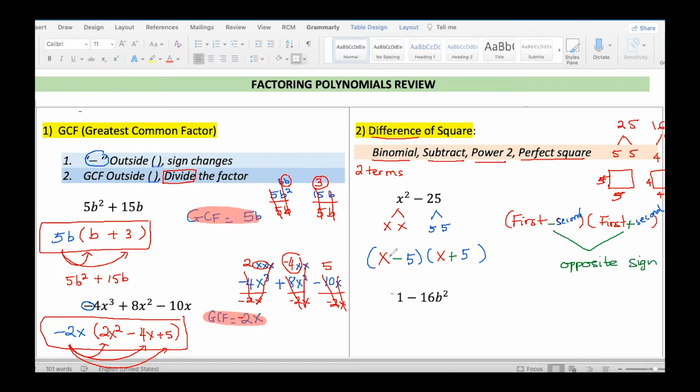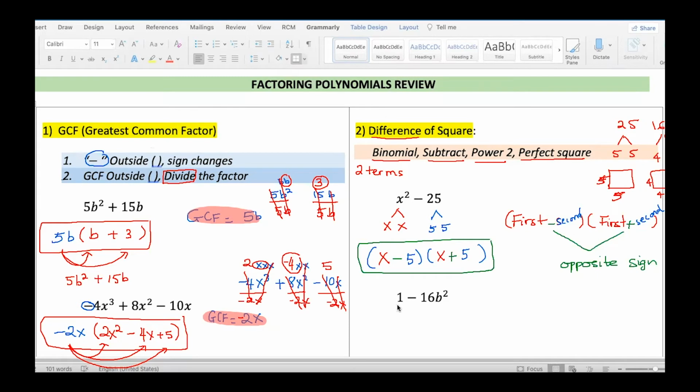So let's check. x times x gives me x squared. Negative 5 times positive 5 gives us negative 25. So that's pretty good right there, right? So that's how we do it. Okay, why don't we go ahead and try the next question at the same time. So let's give it a try right here.